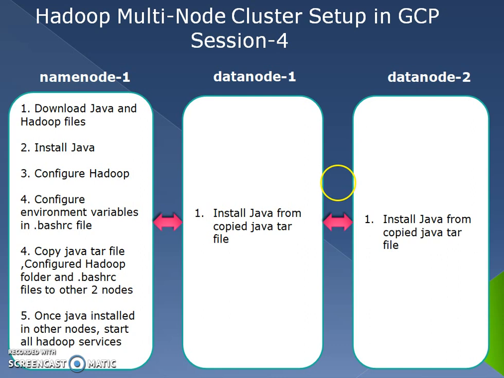Next we will download the Hadoop 2.7 stable version and change the configuration files according to our cluster. After this, we copy the downloaded Java and the configured Hadoop folder to the other 2 instances and install Java in the other instances also. Once the Java installation is completed, we are going to start all the Hadoop services from instance 1.